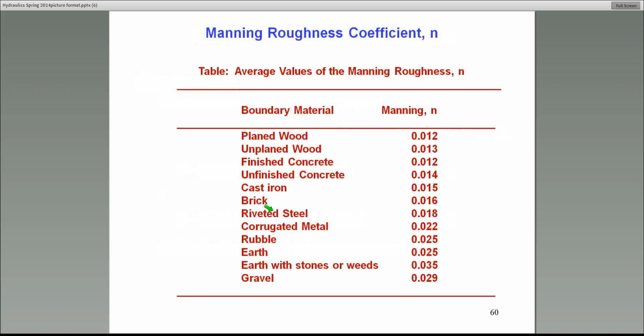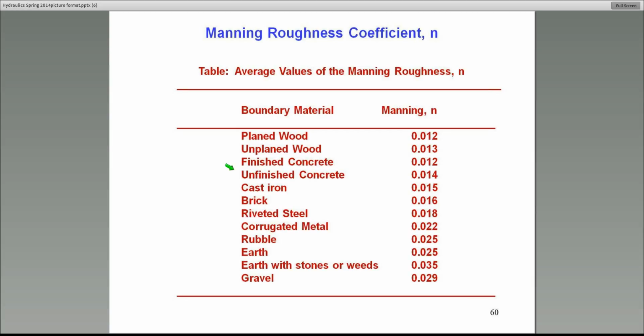Now, here's the Manning's n for different types of, in this case I've given it for open channel systems, but you can imagine, remember that when you use closed conduits in stormwater management systems or urban stormwater systems, they also are made from similar materials.